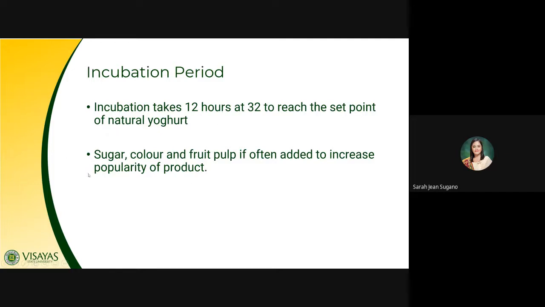Sugar, color, and fruit pulp are often added to increase the popularity of the product. So that's what I have said to you, that there are many commercial yogurt products available in the market that have a variety of flavors. Because we have different preferences, the market gives us a wide variety of flavors for us to enjoy.